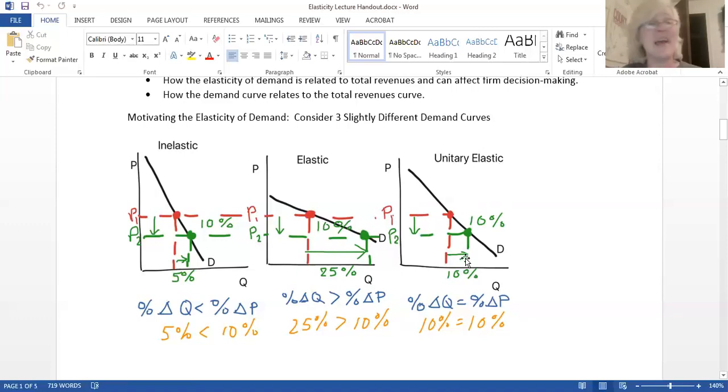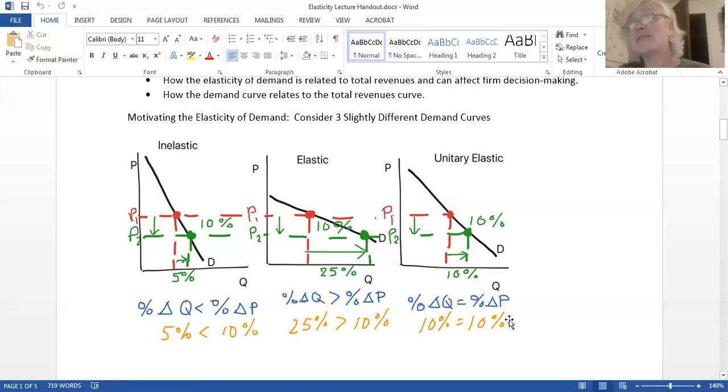All right. Over here on the unitary side, we're looking at a decrease of 10% in price. It's offset exactly by an increase of 10% in quantity. So this arrow coming down is the same size as this arrow going to the right. Two green arrows cancel out. 10% is equal to 10%, and that's called unitary, when the response in quantity is of the same magnitude as the response in price, not taking into account direction, just the magnitude, okay?